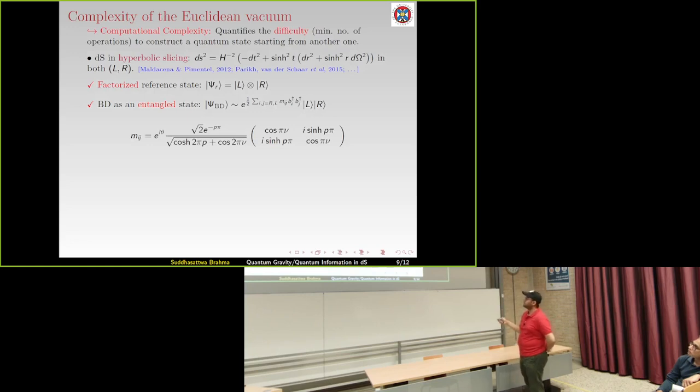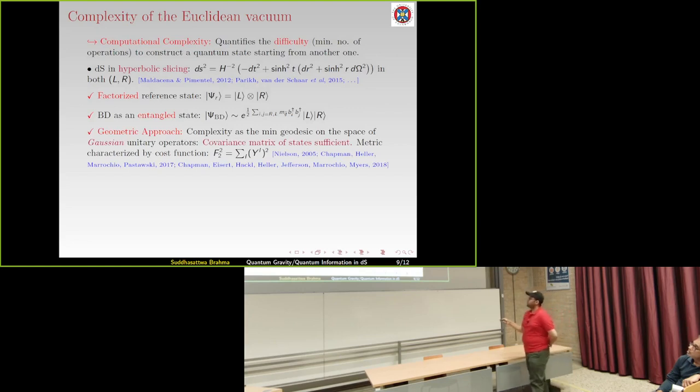This expression is not important, this is this M_ij appearing here, but what is nice is that all these L, R, and Bunch-Davies states are Gaussian states. That's why I'm able to apply complexity as this minimum geodesic on the space of unitaries, this idea by Nielsen, with choosing some appropriate cost function, which was used by Myers et al. for this black hole case. So if I use that, I can actually compute the complexity. That is a very difficult thing to do if you have some non-Gaussian state here.